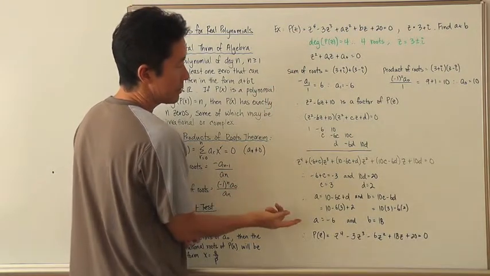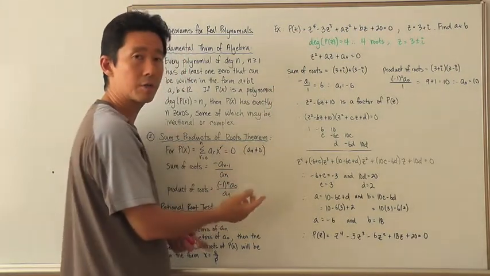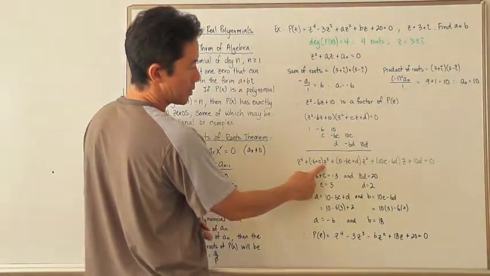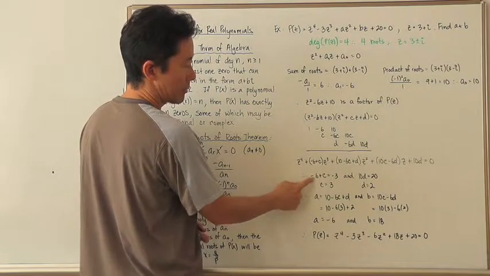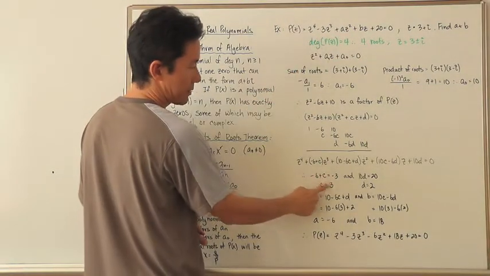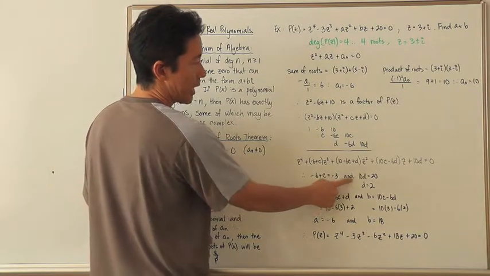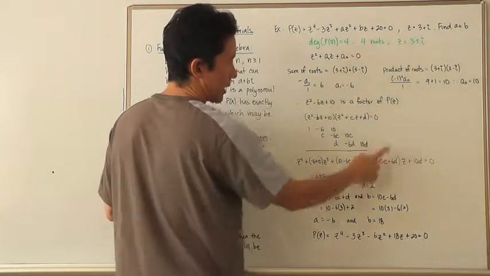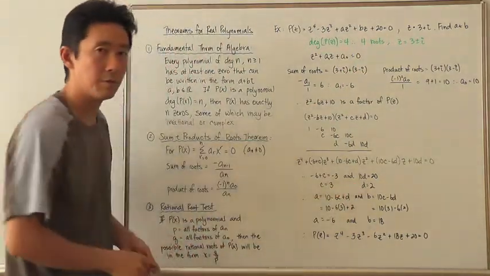So now what I need to do is take a look at the coefficients and equate the coefficients. So I know that the coefficient of z to the 3rd, which is minus 6 plus c, has to be equal to negative 3. So therefore c is equal to 3. And I also know that 10d must be equal to 20. So therefore I know that d is equal to 2.